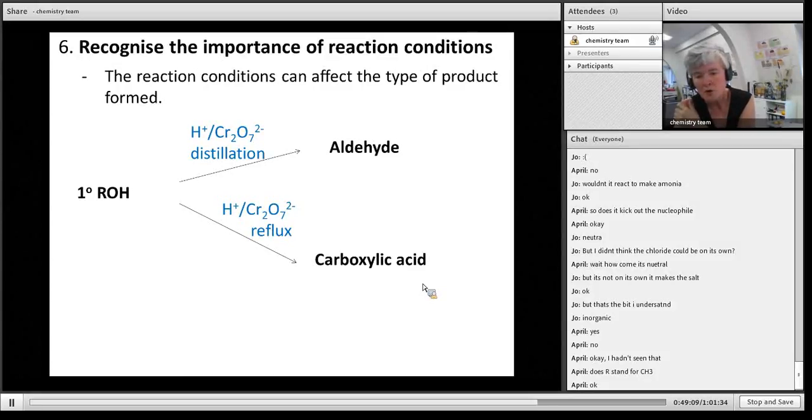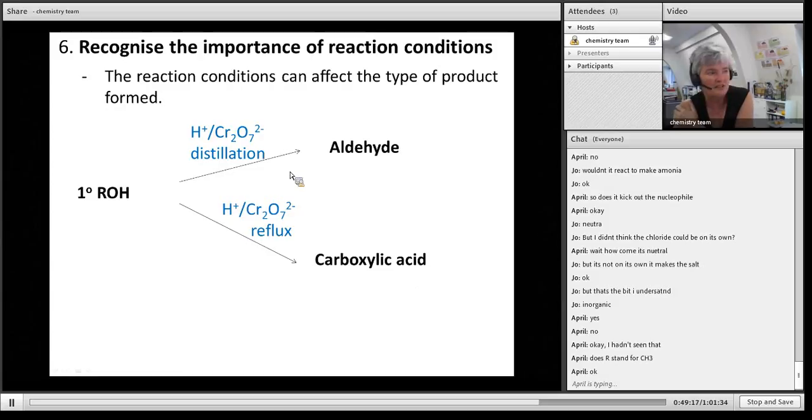You'll be marked wrong because you could have got the carboxylic acid, because you haven't given enough detail. You haven't said that it's distillation for the aldehyde, because if you just add dichromate, you could get the carboxylic acid too. So you've got to focus on exactly what else is written with the reaction conditions. Don't just focus on the chemicals, also on what else is there.